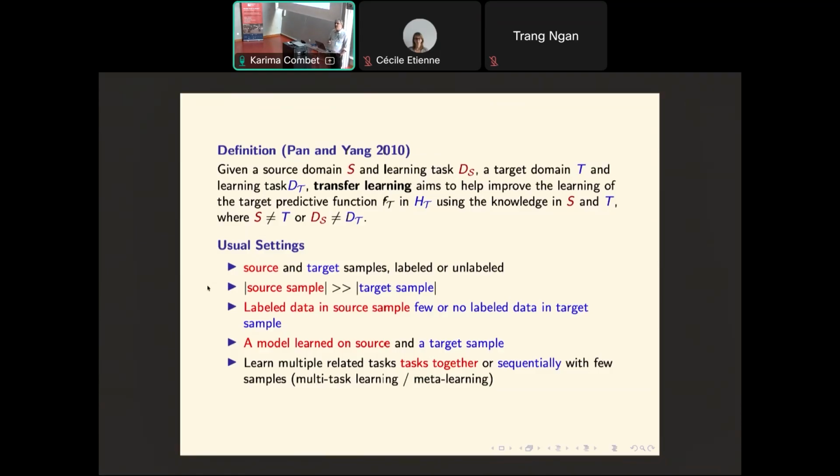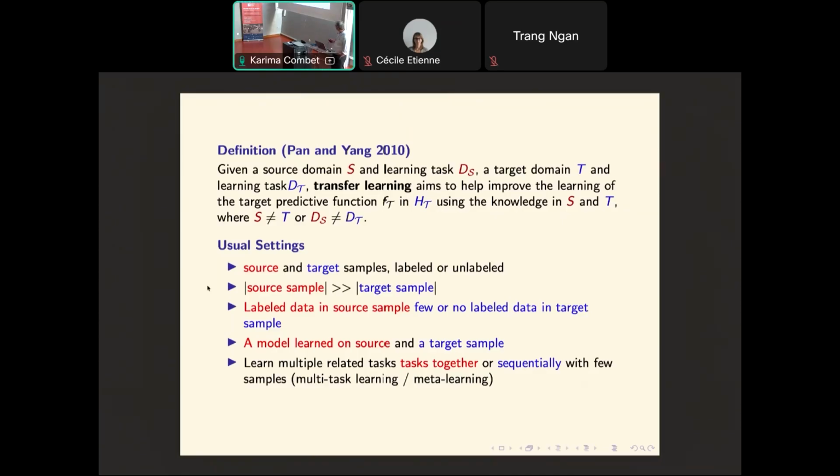What are the usual settings that people try to address in transfer learning? First, you may have source and target samples of the two tasks, but depending on the setup, you can have labeled data in the source and not in the target. You can have labeled data in the source and very little labeled data in the target, or even no target sample, only labeled source samples, for example. We'll see these settings along the presentation.